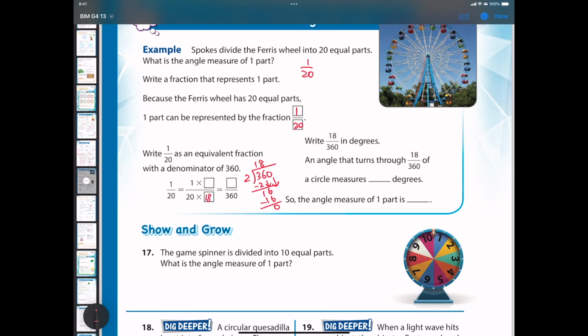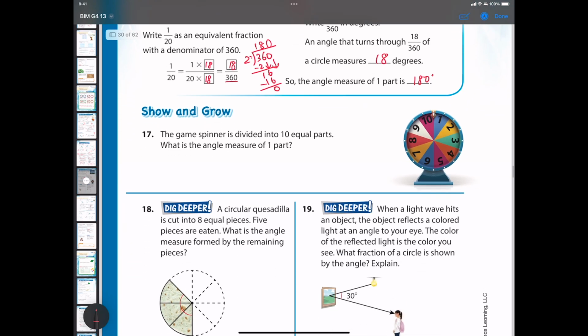So 20 times 18 is what? Same as here, okay? 360. So anything you do to the denominator, do to the numerator. So here is 18. So write 18 over 360. In degrees, an angle that turns through 18 over 360 of a circle measures what? 18 degrees.